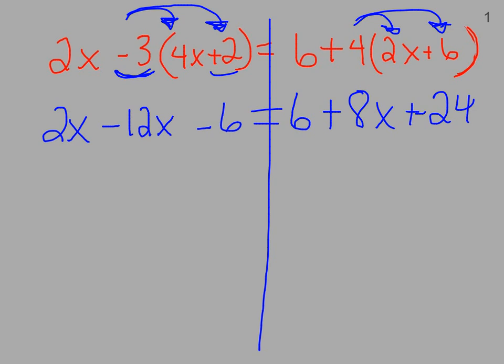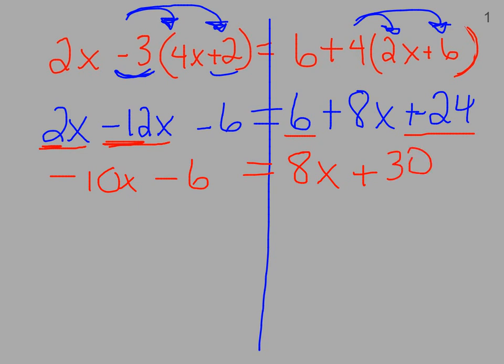Now we combine our like terms on each side of the equation, and over here we have x's, 2x minus 12x, and those are alike. So we just think of 2 minus 12, which is -10x, and then that minus 6 comes down. On this side, the ones that are alike are the 6 and the plus 24. So I'm going to put the 8x first, and then 6 plus 24 is positive 30. It doesn't matter if you have 30 plus 8x, they're both the same thing. Now we move the x that's smaller, and -10 is smaller than 8, so we're going to add 10x to both sides.